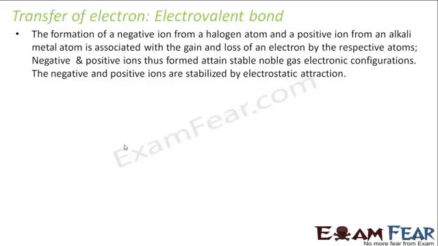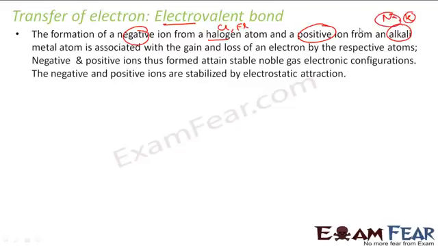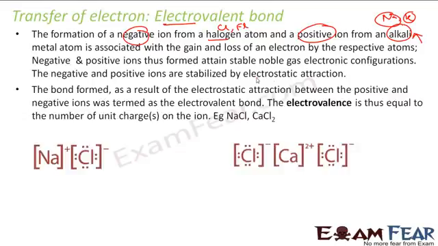Transfer of electron, as I told, is an electrovalent bond. As I told, the negative ions come from a halogen like chlorine or fluorine, and the positive ions from the alkali metals like sodium, potassium, right? Because these easily lose an electron and form a positive ion, and halogens easily gain an electron to form a negative ion. They form positive and negative ions, and these ions are held by electrostatic attraction.